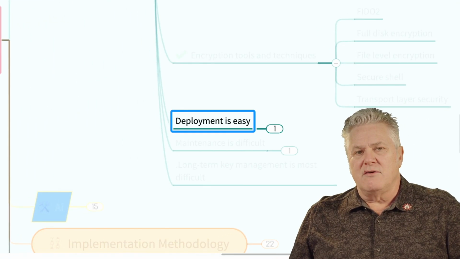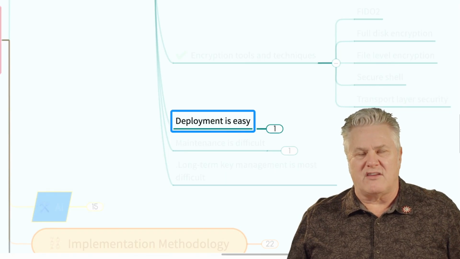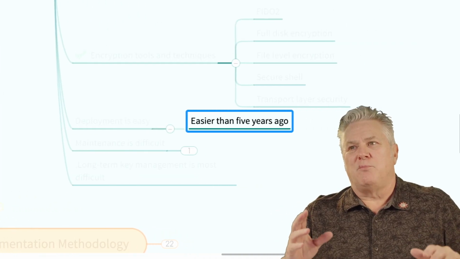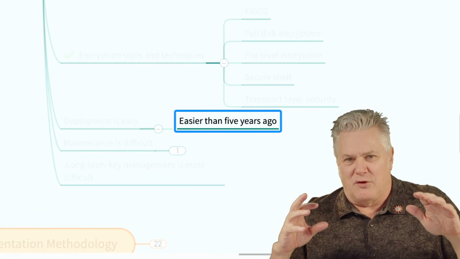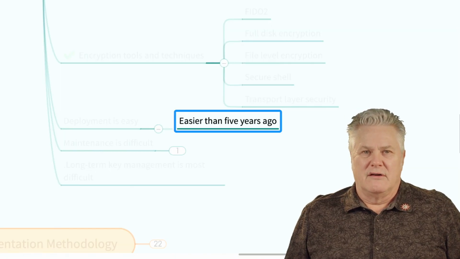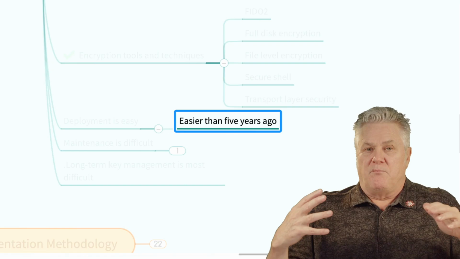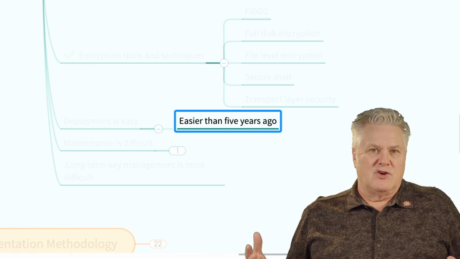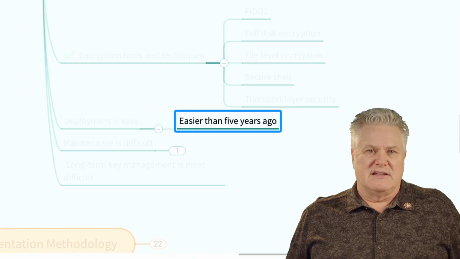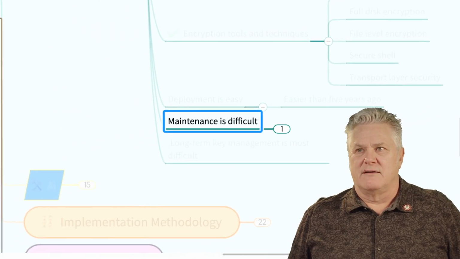I want to say to you, what I've learned over the past couple of years is deployment is easy. Okay, well, deployment is easier than it was 5 years ago. Deployment is easier than it was 10 or 15 years ago. It was hard to deploy encryption and most people didn't want to do it. And because there was such pushback on this, nobody implemented encryption until they were actually demanded to by some sort of compliance that was out there.